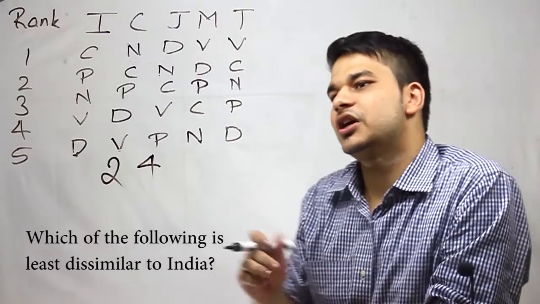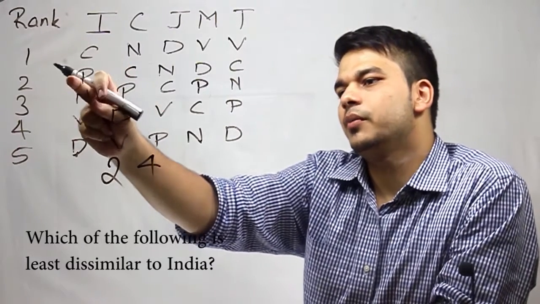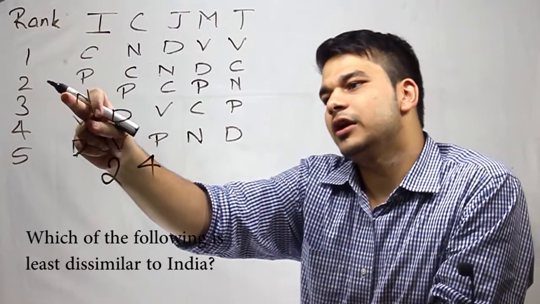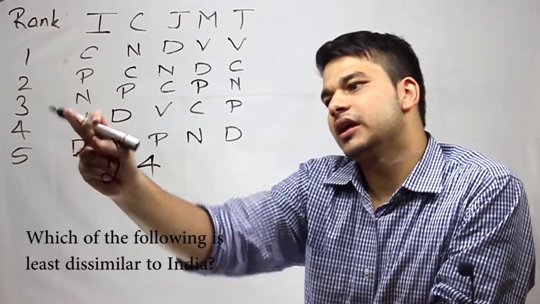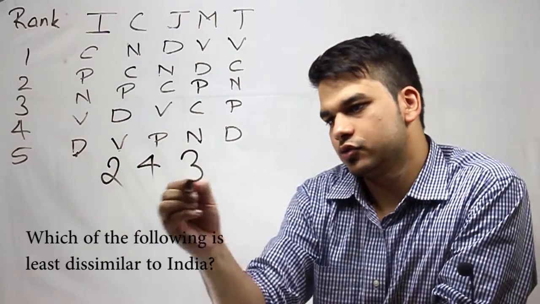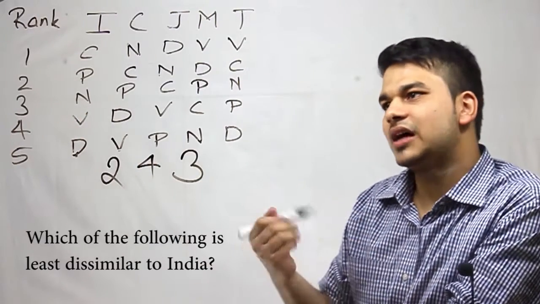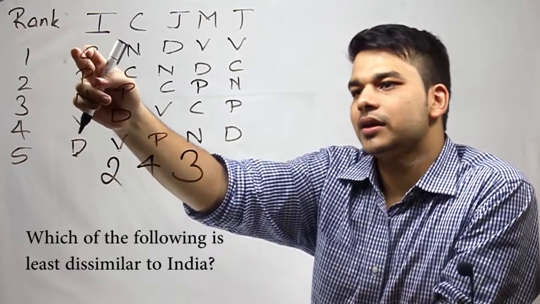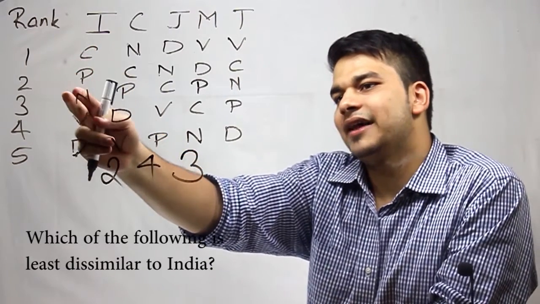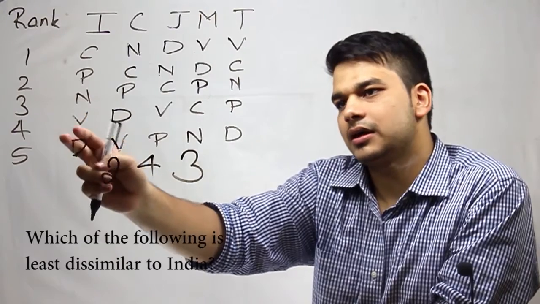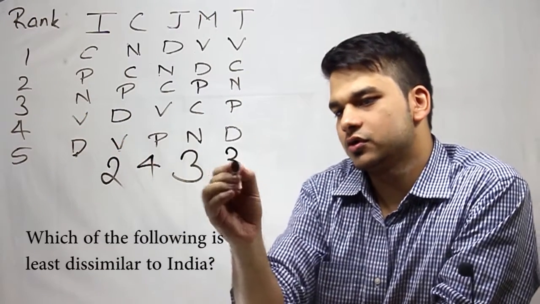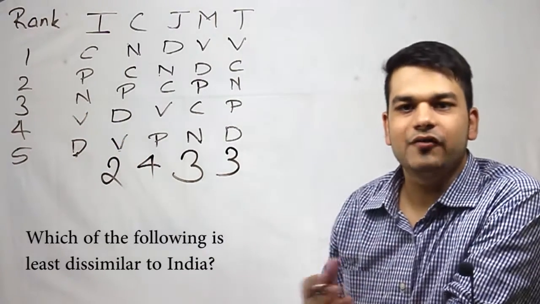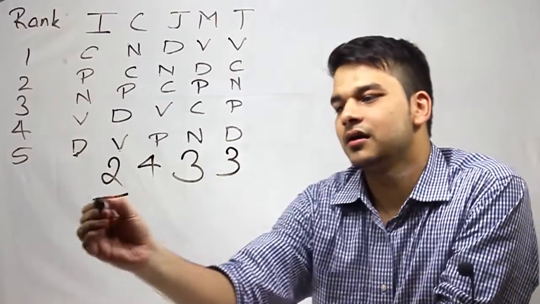In case of Malaysia, C will be 3, P will be 1, N will be 2, V will be 3 and D will be 3. So this is 3. In case of Thailand, C will be 1, P will be 2, N will be 0, V will be 3 and D will be 0. So this is 3. So the country which is least dissimilar to India is China.